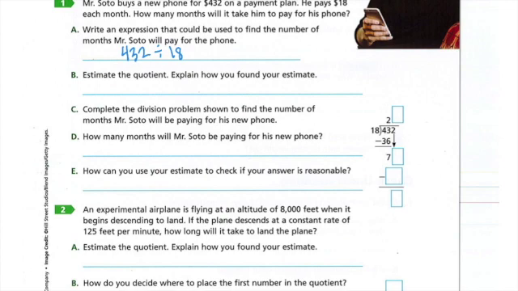When we estimate, we will turn these into numbers that are a little bit easier to do mental math with. So let's round 18 to 20 and 432 to 400. So our new problem would be 400 divided by 20. And then I can do that in my head. I know that 20 goes into 42 times, so it's going to be 20 months for my estimate.